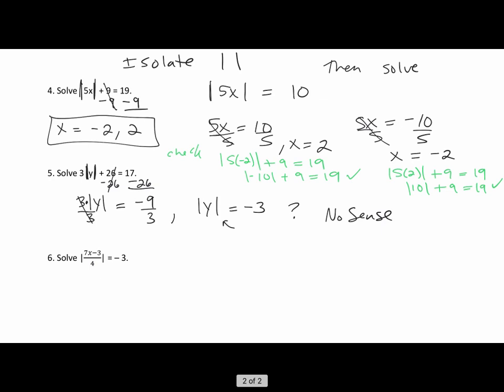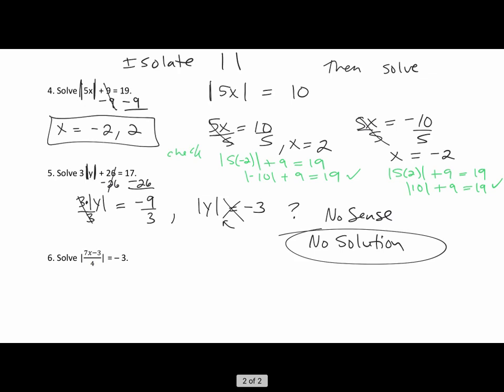So that means that there is no solution to this equation. There's no value of y that could possibly make this true. Try it out. You think negative 3 would work? No, because the absolute value of negative 3 is positive 3. Do you think 3 would work? Well, no, because it's, again, positive 3. So there is no value for the variable that could possibly make this true because distance just can't be negative. It's not possible.